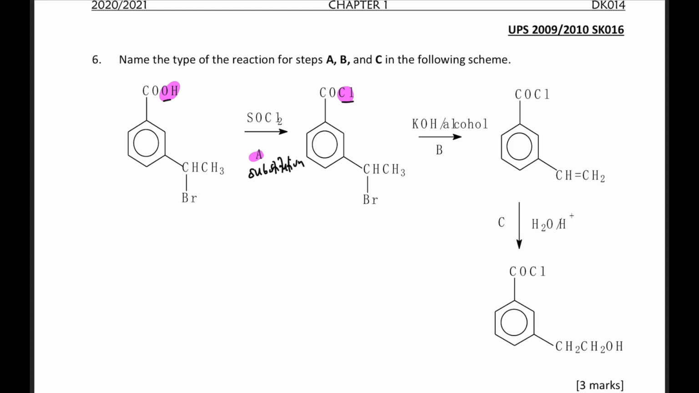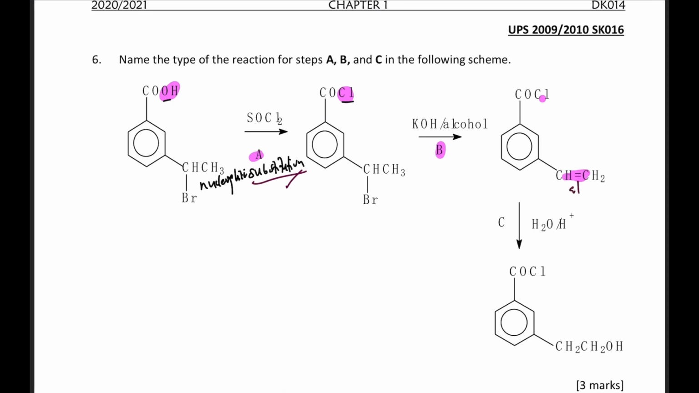Kalau mau lebih tepat, ini OH tukar kepada Cl. Alkohol jadi halogen. Jadi ini adalah nucleophilic substitution. Okay, settle. Okay, untuk B, wajib tulis substitution saja. Okay, B.